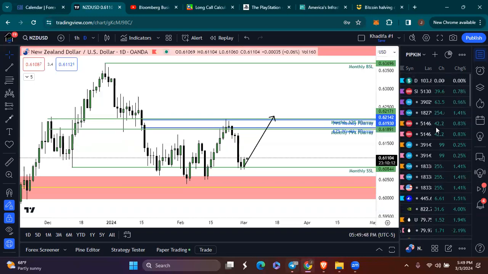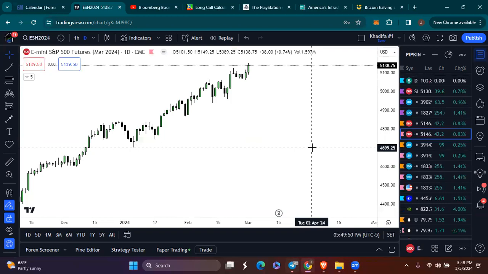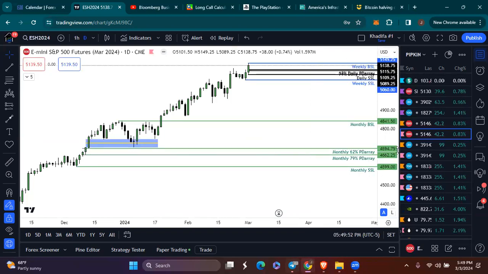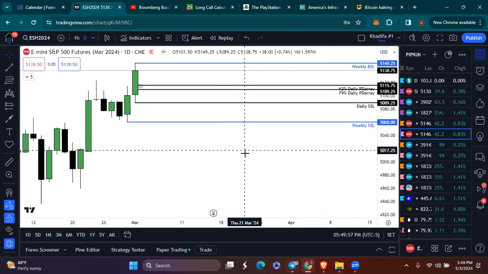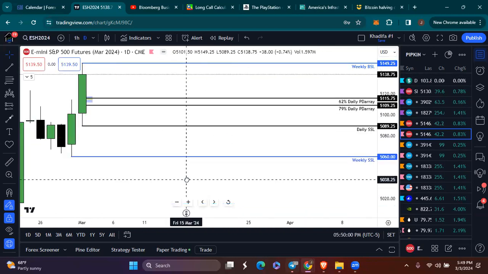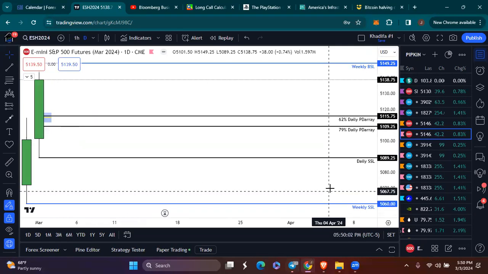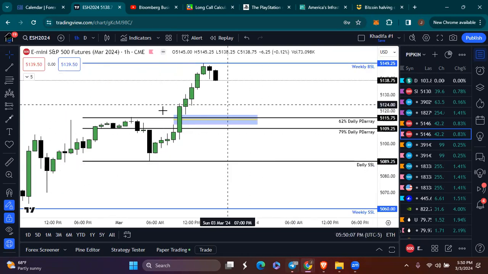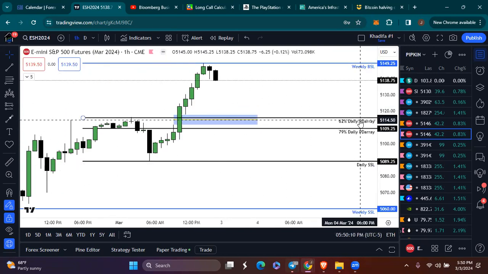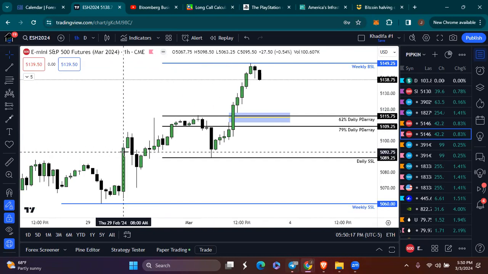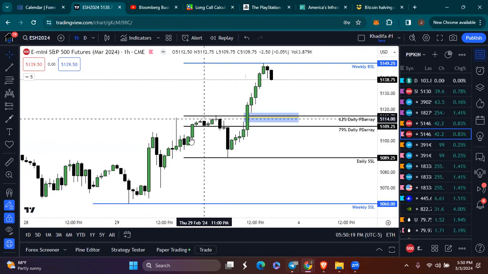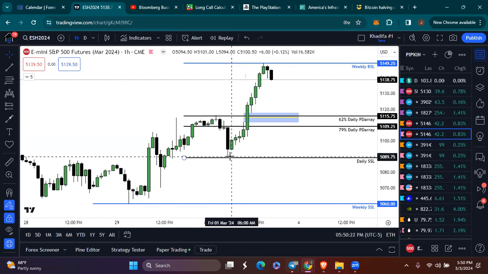Moving on to futures. Beautiful futures. Looking at ES, I do anticipate a pullback down to the daily PD array level. And if we drop down to an hourly time frame, we'll see that the 62% discount array lines up with this hourly fair value gap and this breaker block right here.